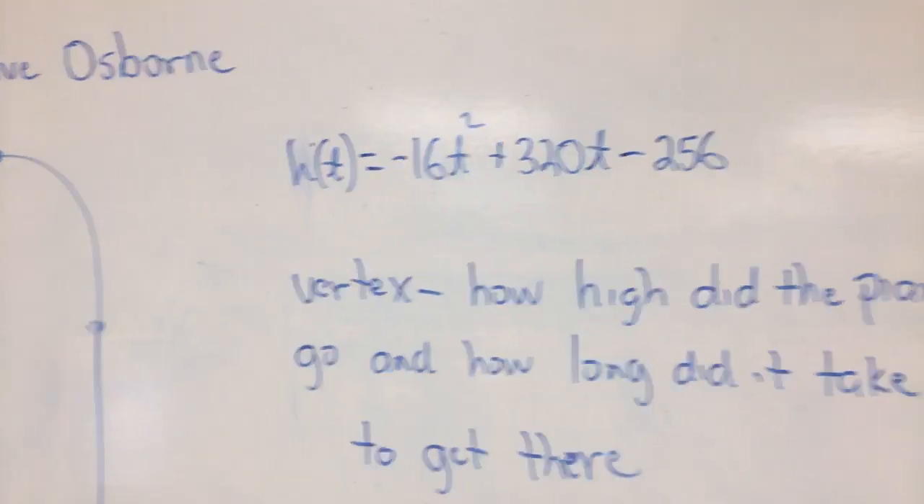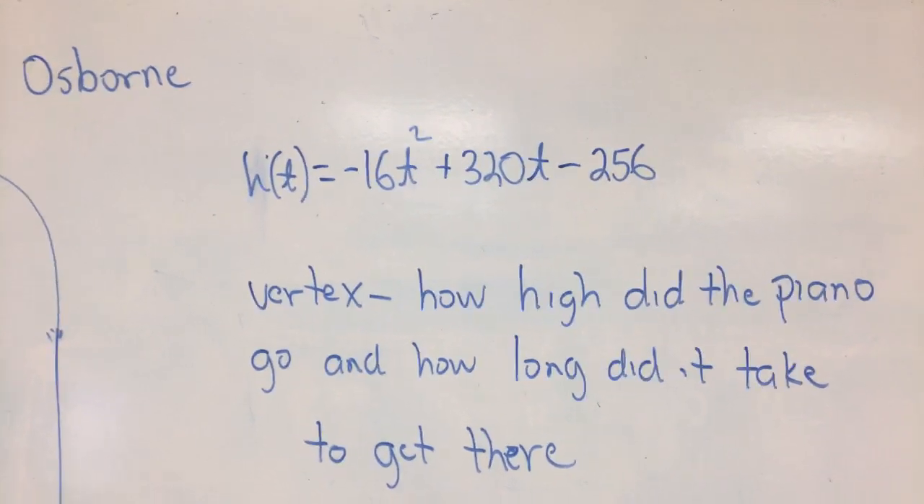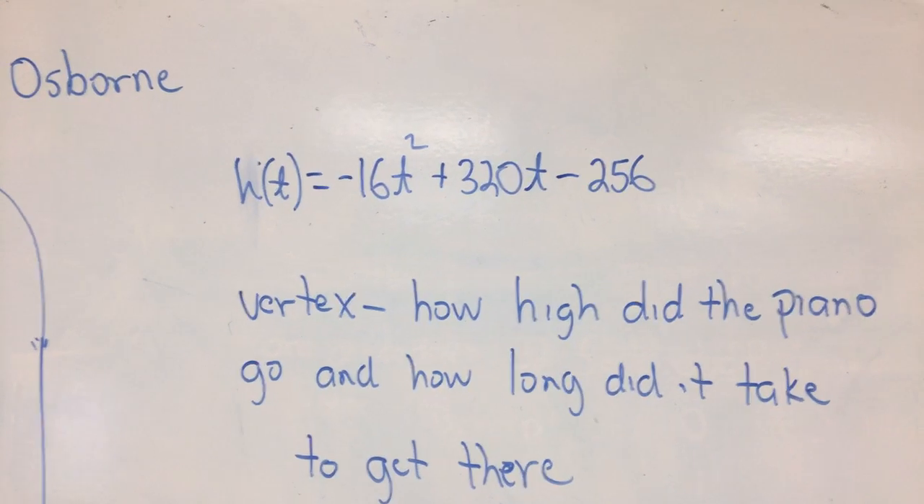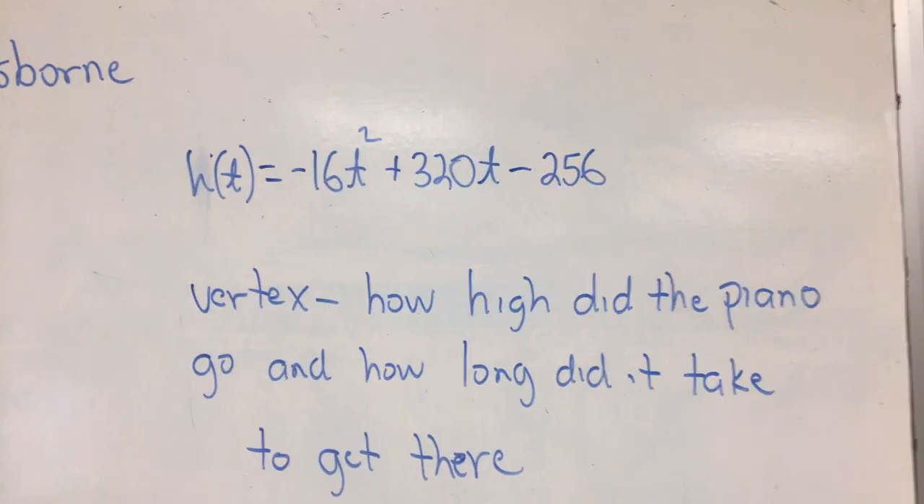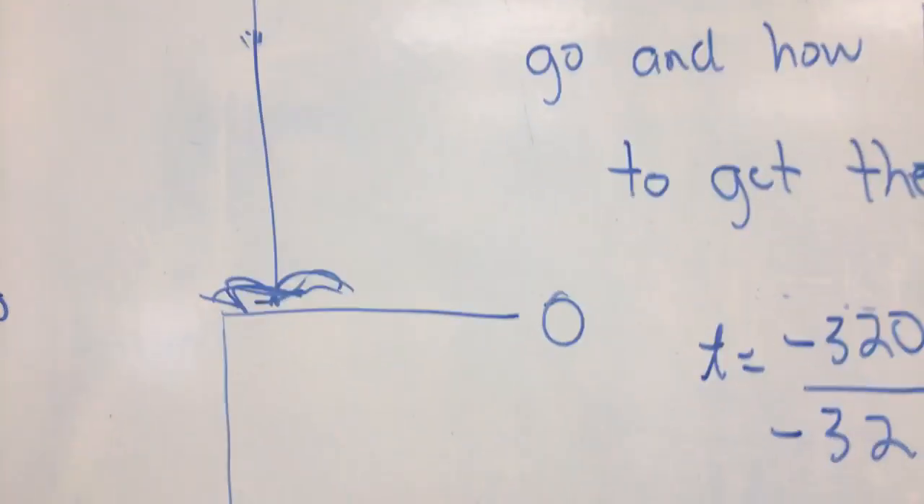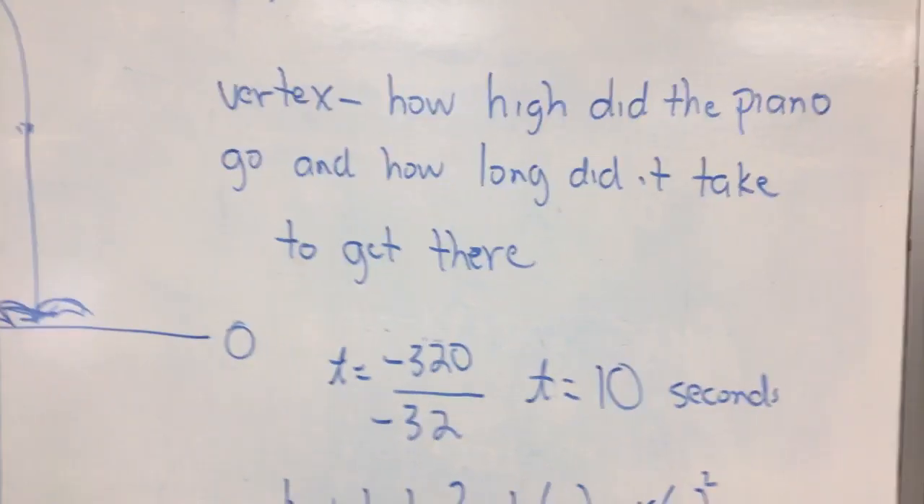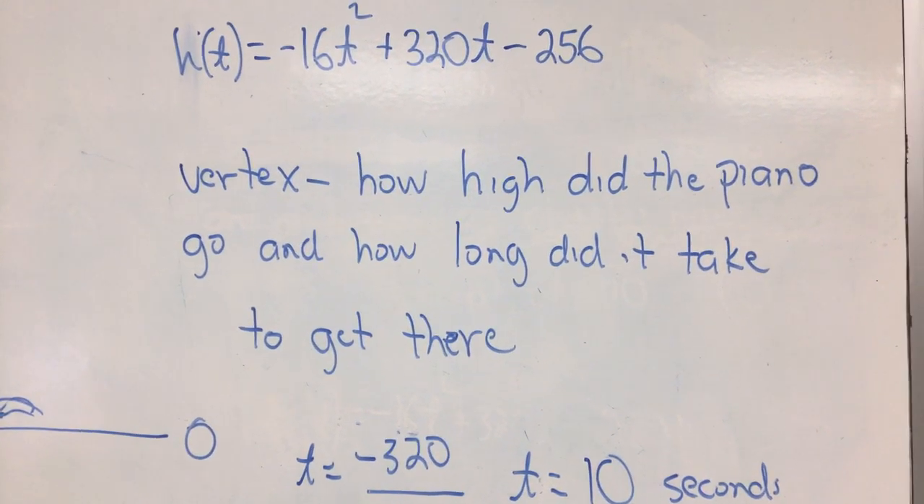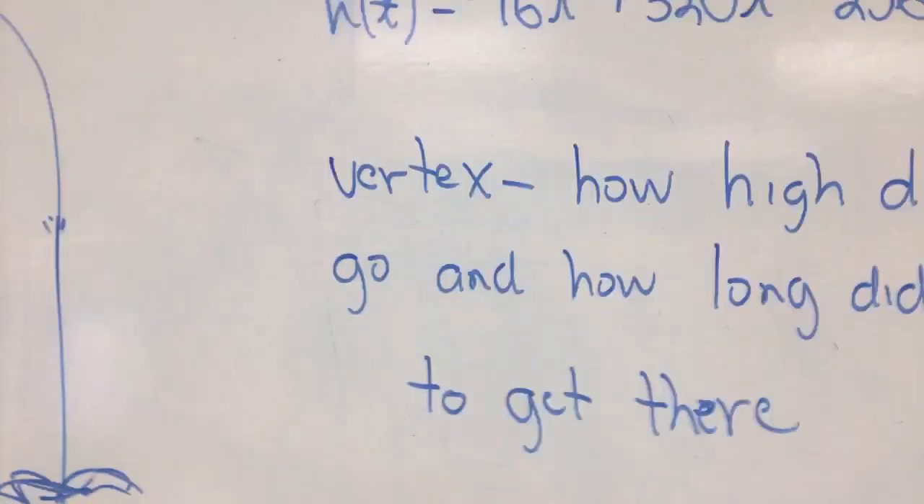So now we can model this once again, negative 16t squared plus 320t. That's our initial velocity, minus 256, because that's our initial height. We're 256 feet below where we want to be, okay? So here's the question. How high did the piano go and how long did it take to get there? Well, that's the vertex, okay?